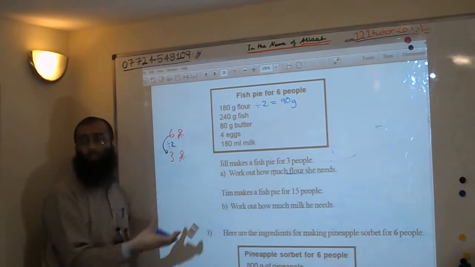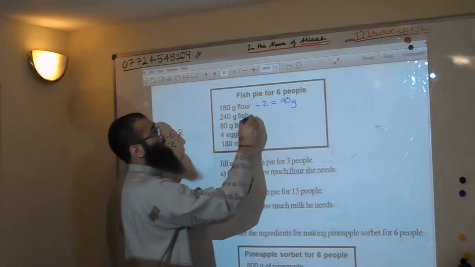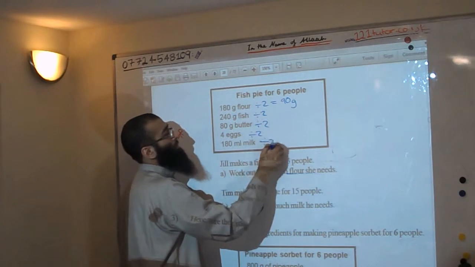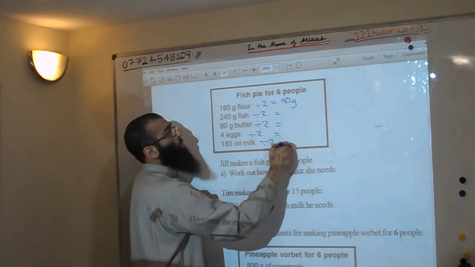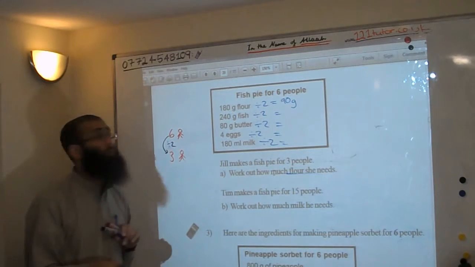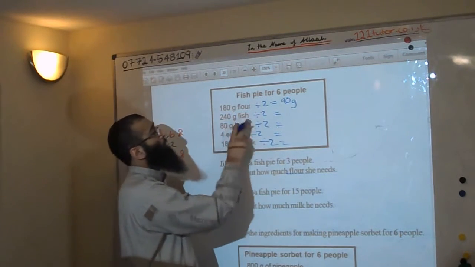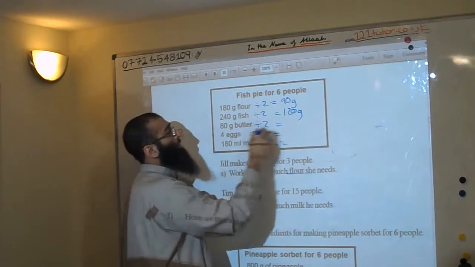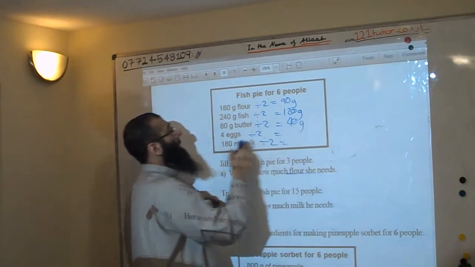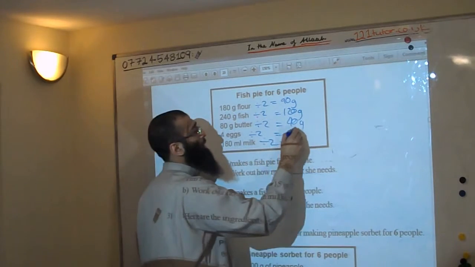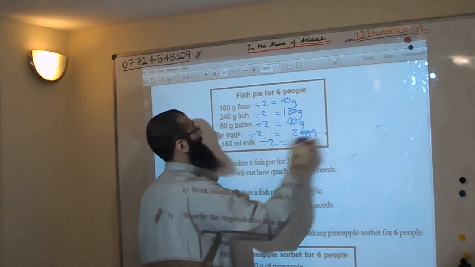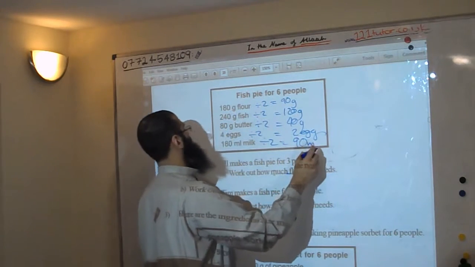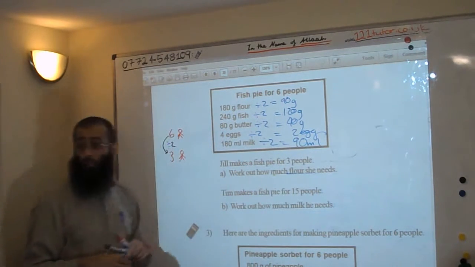If we wanted to work out the rest of the ingredients as well, we could just repeat the action and quite quickly work out all the other ingredients, as an additional question, practice. So 240 divided by 2 will give you 120 grams of fish. 80 divided by 2 will give you 40 grams. And 4 eggs divided by 2 will give you 2 eggs. And 180 divided by 2 again will give you another 90 milliliters this time.